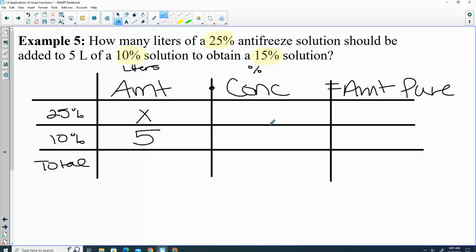All right, my concentration, 25%, my concentration would be? Yeah, 1/4 or 0.25, either one. 10% would be 0.1. And my grand total, what concentration are we getting? 15%, so 0.15. All right, so if I poured in X of my 25% and 5 of my 10%, how much do I have in my grand total?